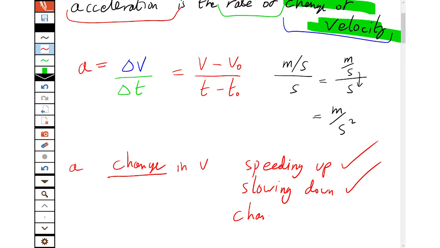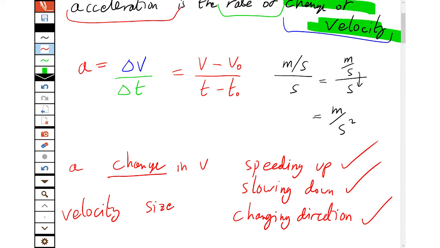And changing direction is also an acceleration. Because remember, velocity is a vector. It has a size, so changing the size is an acceleration, and a direction. So changing the direction is also an acceleration. And we'll see that as a key idea in the circular motion, for example.